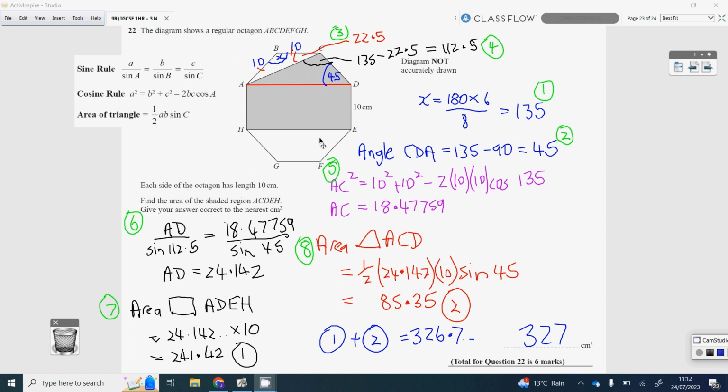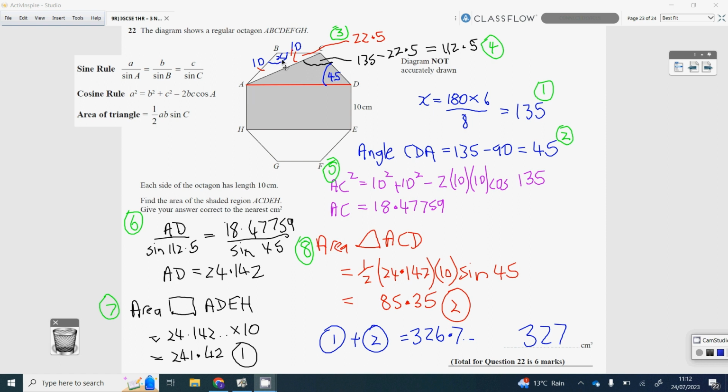Now, we're being asked to work out the area of this shaded region. So let's just break that down into a rectangle and a triangle. So our end goal is going to be to work out the area of both of those two, the rectangle and the triangle, and add them together. So what can we work out? So let's just go through the order I did it.